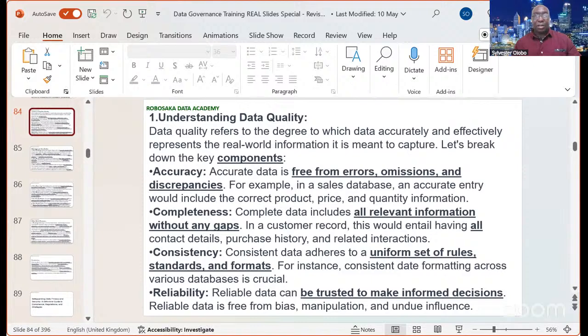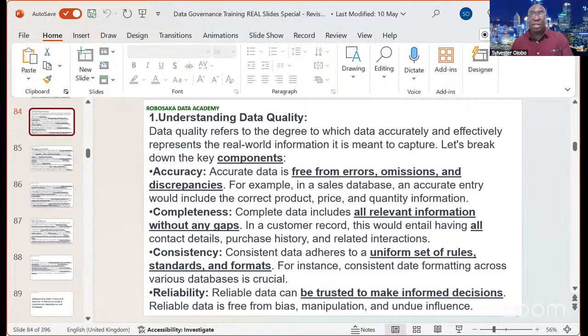Completeness. Complete data includes all relevant information, without any gaps. For example, a customer record. If you are asked to put in your record when you're trying to order, they may say, put in the detail, your purchase history, related interactions. Those things must be complete. Your name, your address, your dates. All information that is required must be put. And that is what we talk about as completeness.